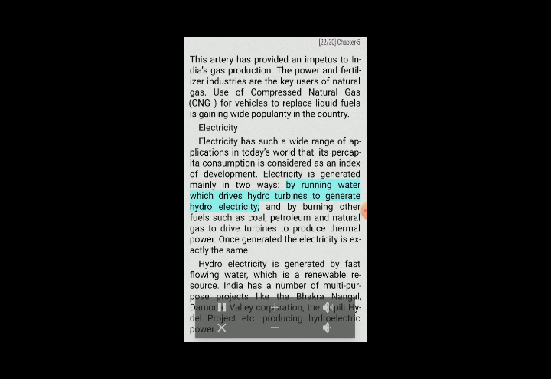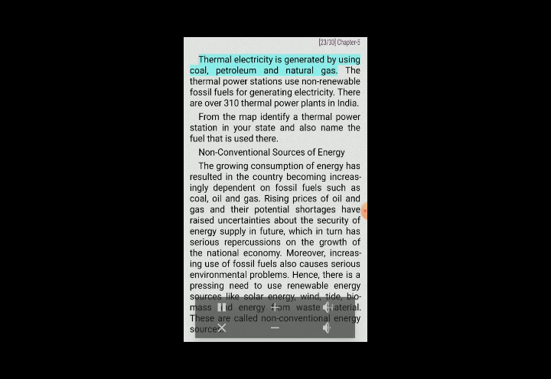By running water, which drives hydro turbines to generate hydroelectricity, and by burning other fuels such as coal, petroleum and natural gas to drive turbines to produce thermal power. Once generated, the electricity is exactly the same. Hydroelectricity is generated by fast-flowing water, which is a renewable resource. India has a number of multi-purpose projects like the Bhakra Nangal, Damodar Valley Corporation, the Kopili Hydel project, etc.